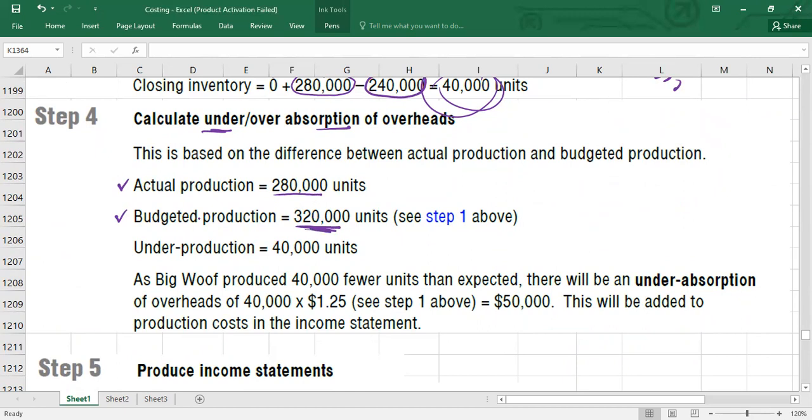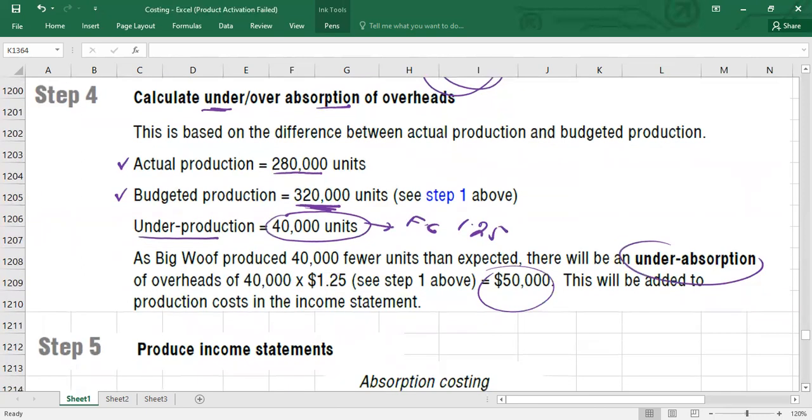You can see here your budgeted production was more, actual is less. So that is why it's called under production, because actual production is less. So guys, you have here under production of 40,000 units. Now this 40,000 units, if you multiply with the fixed cost per unit, which is 1.25, you will automatically get under applied overhead, which is 50,000. It's an under absorption because your actual production is less. Okay, guys. So then what to do? This is the simplest way to do it.